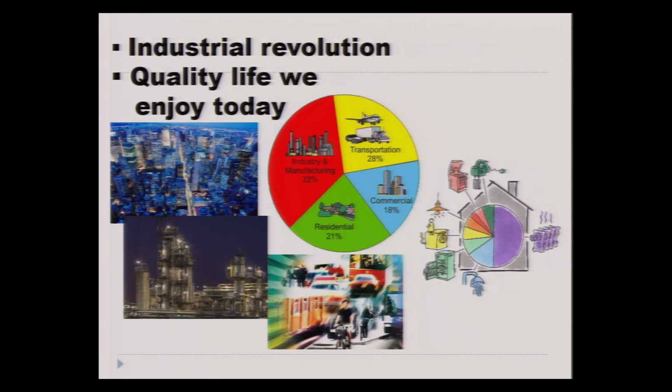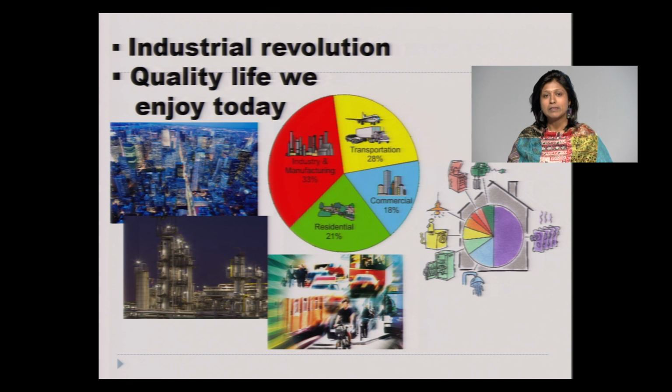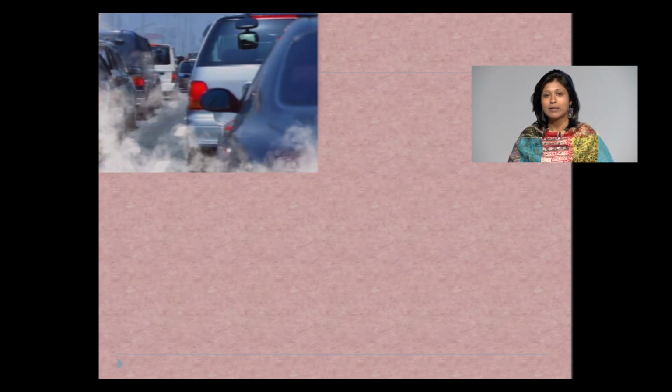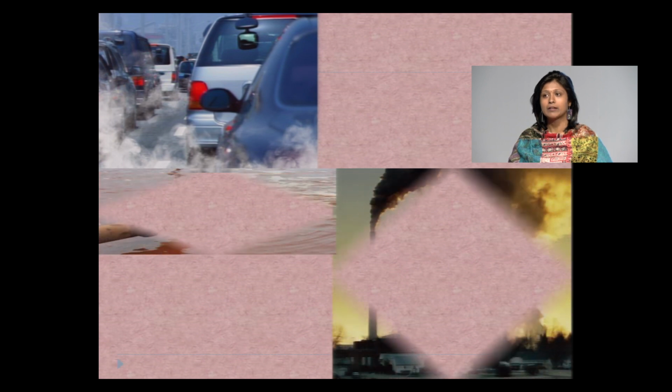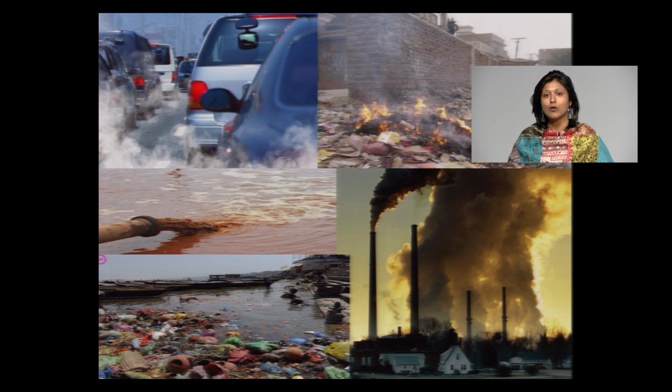our today's lifestyle after the Industrial Revolution no doubt has brought a lot of quality to the life, but at the same time, it is coming at a cost. We enjoy industrial manufacturing process quality, transportation quality. There are commercial buildings, residential buildings. There is quality of life, but everything is coming at a cost. The cost that we are paying today is the pollution of the air, pollution of the water bodies, and also of the earth.